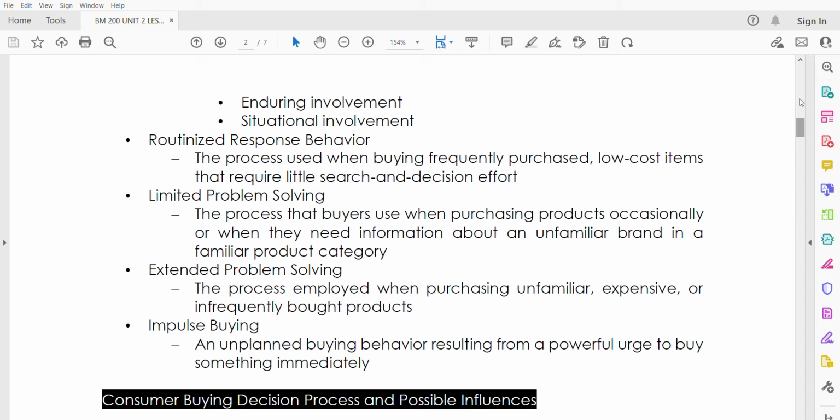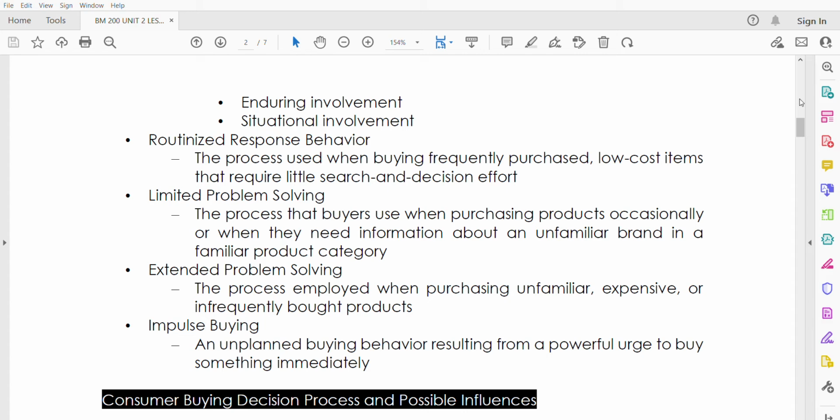Then we also have limited problem solving, the process that buyers use when purchasing products occasionally or when they need information about an unfamiliar brand in a familiar product category. So, when you're planning to buy a car, so you need intense research. There is a new brand available in the market and you're unfamiliar with it. In the same category nga car gihapon siya, pero you need to dig deeper in order for you to decide nga paliton ba to nimo siya nga specific brand of car.